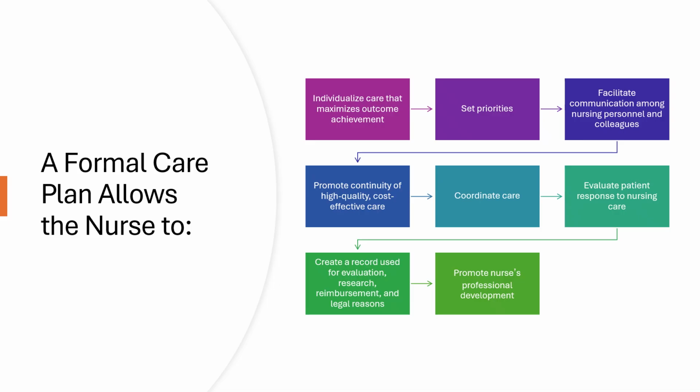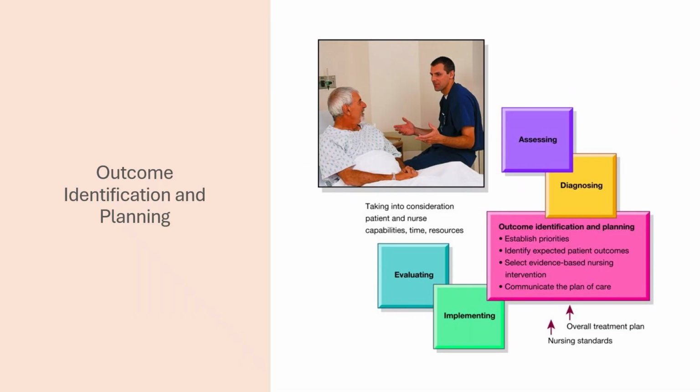Also, it will promote the nurse's professional development. Here you see figure 17-1, a recap. The nurse and the patient working together to establish priorities, identifying expected outcomes, selecting evidence-based interventions, communicating the care plan, all while considering time, resources, and capabilities so that they are ensuring the plan is realistic, coordinated, and documented.